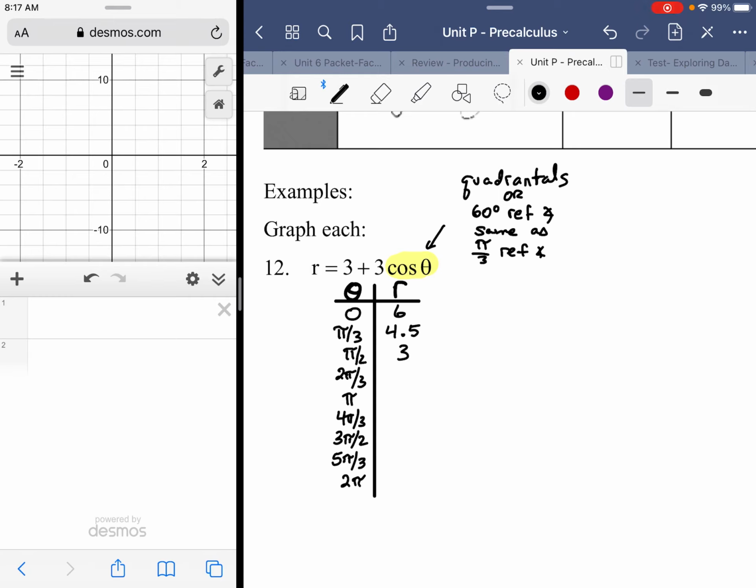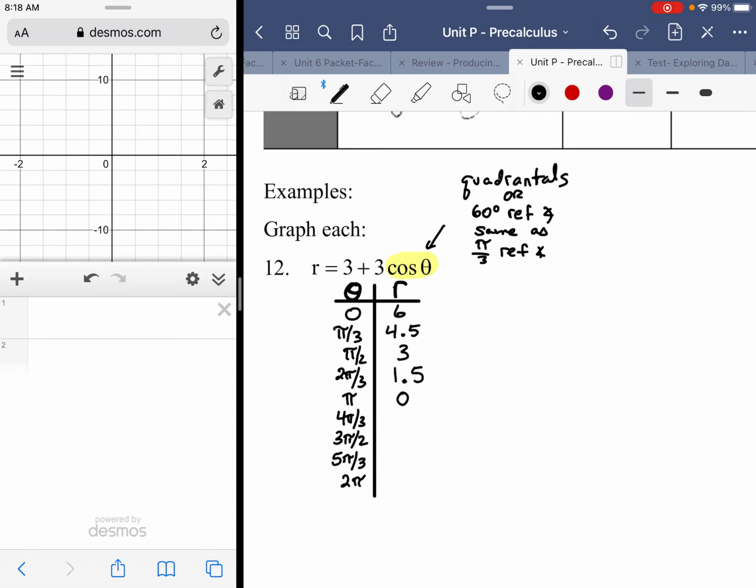All right, cosine of pi over 2 is 0, so this becomes a 3. 3 plus 0. 2 pi over 3 is equal to negative 1/2, so it's really 3 minus 1.5, because negative 1/2 times 3 is negative 3/2, so negative 1.5. So 3 minus 1.5 is going to be 1.5. Pi is negative 1 for cosine, so 3 plus 3 times negative 1, so 3 minus 3 is 0.